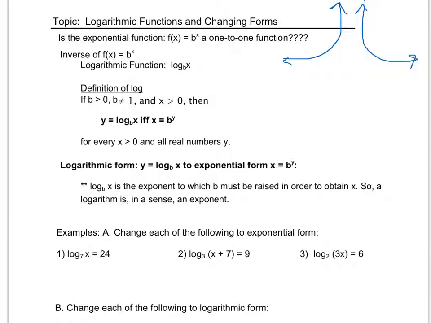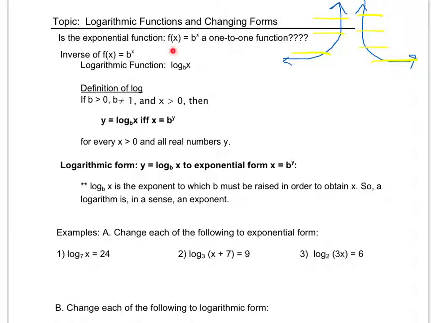So when I ask if this can pass the horizontal line test and is one-to-one, I'm going to say yes. Remember, these are two separate functions, so both of these functions would pass a horizontal line test. Because they pass, they are one-to-one. Because they are one-to-one, the inverse of my growth or decay, the inverse of my exponential function, does in fact exist. And the inverse is called the logarithmic function.